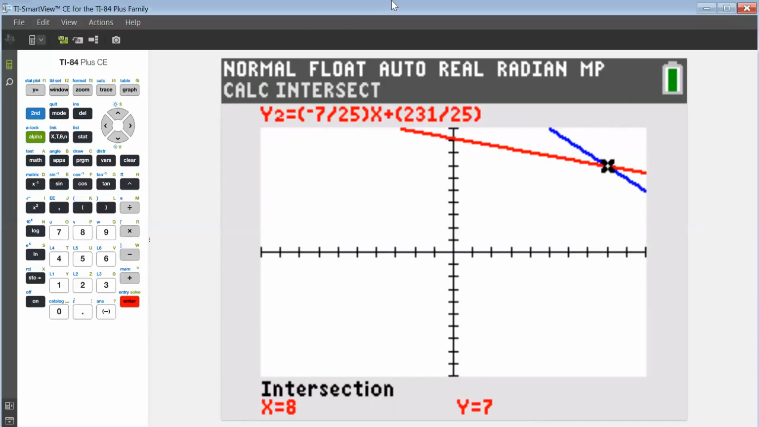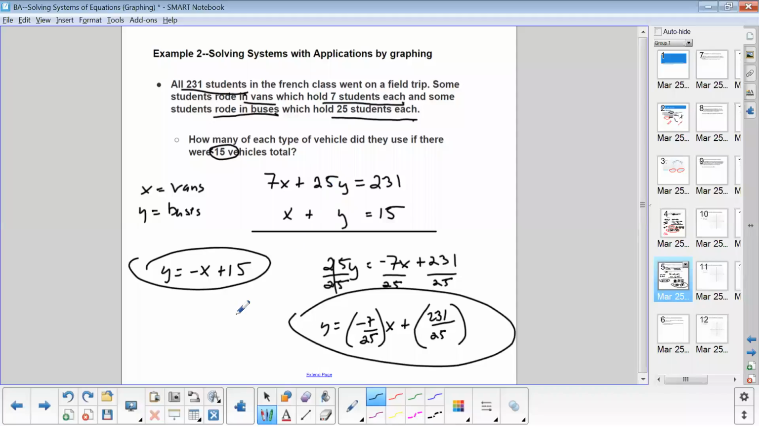So remember what that means back in the context of the problem. 8, 7 is the solution. X represented vans, so 8 vans, and Y is 7, 7 represented buses. So in the context, they chose 8 vans and 7 buses.